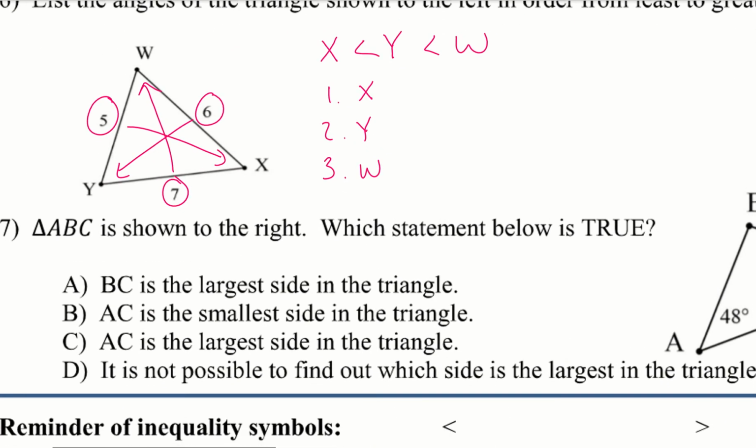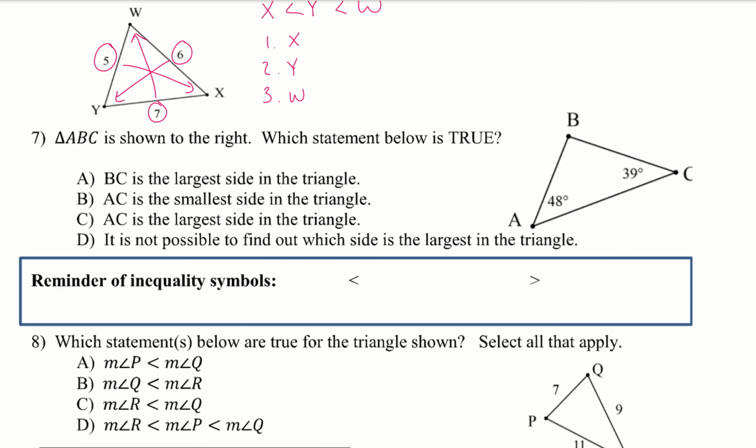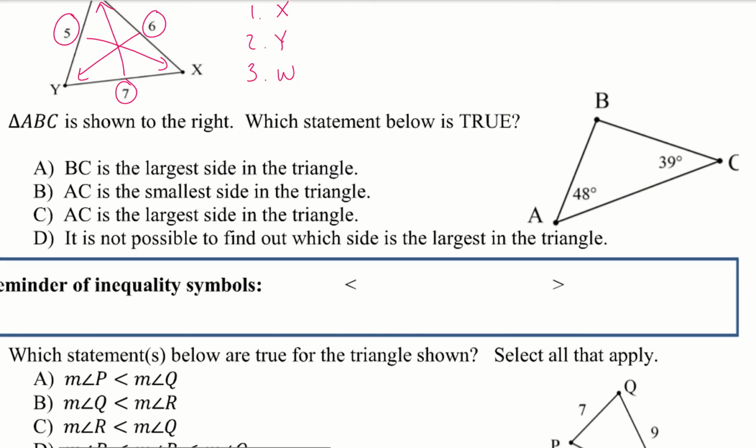All right, and now 7, triangle ABC is shown to the right. Which statement below is true? So I first want to figure out what this third angle is. So remember, the triangle sum theorem, all the angles need to add up to 180 degrees. So therefore, if I take 180 and then subtract 48 and subtract 39, I'll end up with 93.